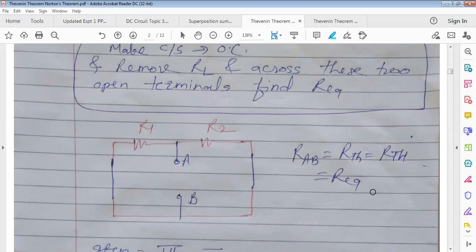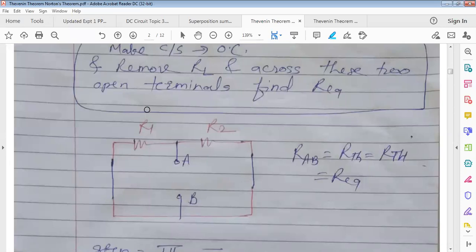Parallel. R1, very good. R1 and R2 are connected here in parallel. Very easy to calculate the R equivalent. Whatever the values given for R1 and R2, using those you can calculate the R equivalent: R1 into R2 divided by R1 plus R2.